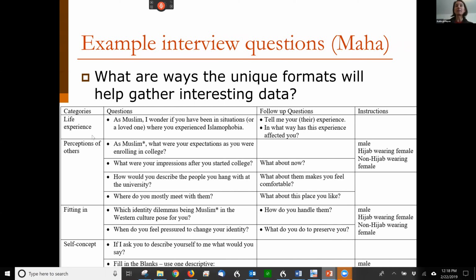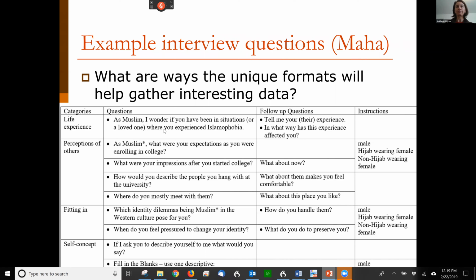So she probably has been thinking about her research question and what are the different areas she would need to ask about in order to fulfill her research question. She would need to ask about their life experiences, their perceptions of others, their self-concept, right? So she's identified particular areas she needs to ask about and then make sure that there are questions. This is a very systematic way to think about your interview protocol, and I think it is a really great way to do it.